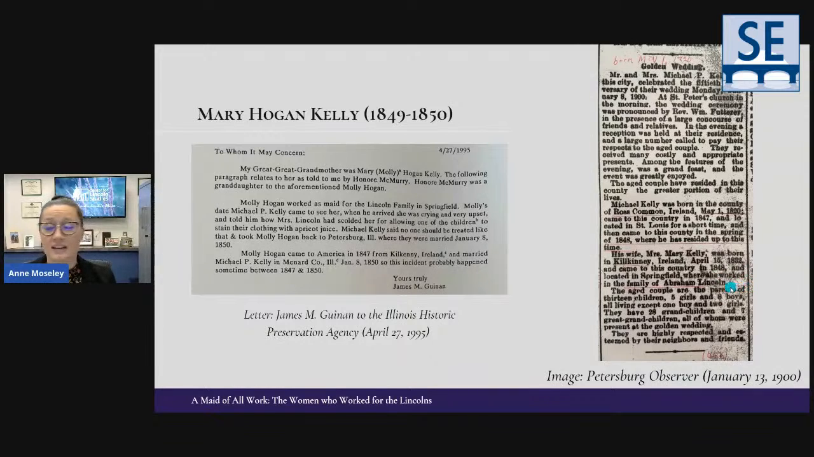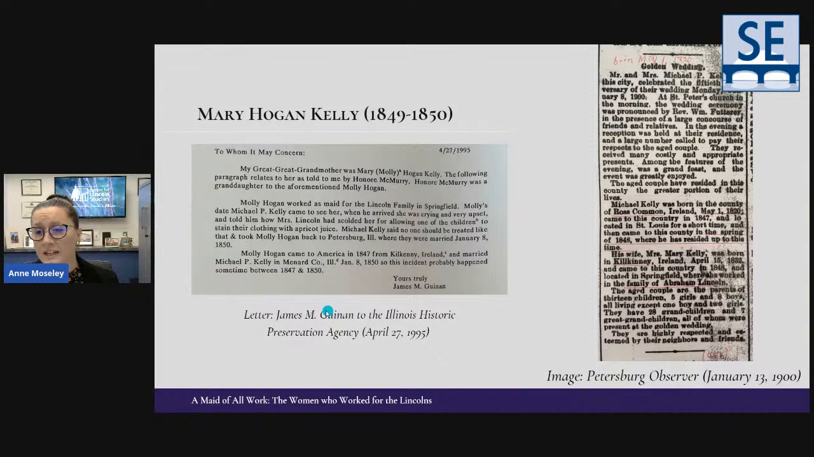So how did I find this out? Well, there was a letter that was presented thanks to a descendant of Mary Hogan, who eventually became Mary Kelly, who ended up writing a letter to the Illinois Historic Preservation Agency, which is now a department under the Illinois Department of Natural Resources, discussing her ancestor and her connection to the Lincolns.